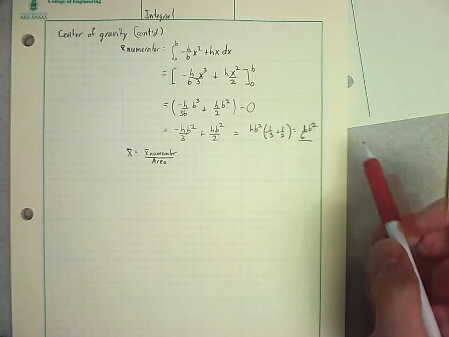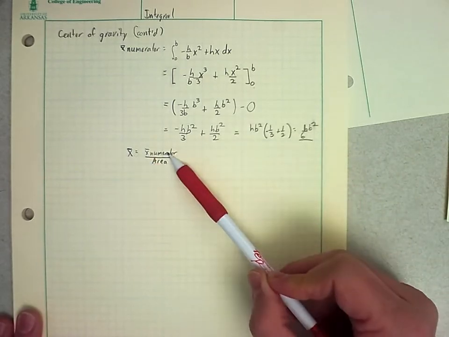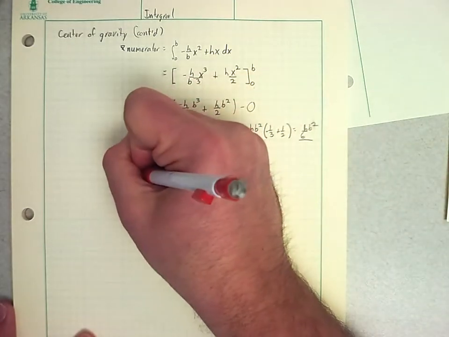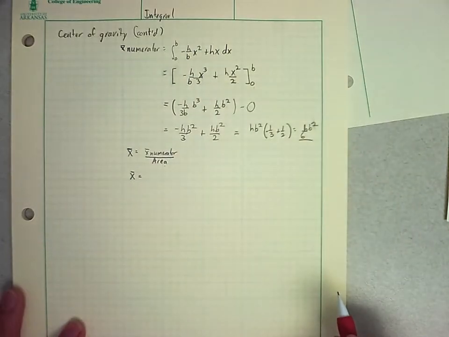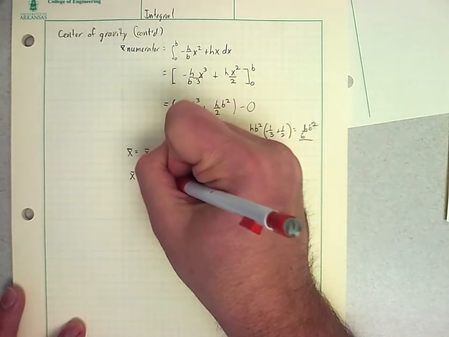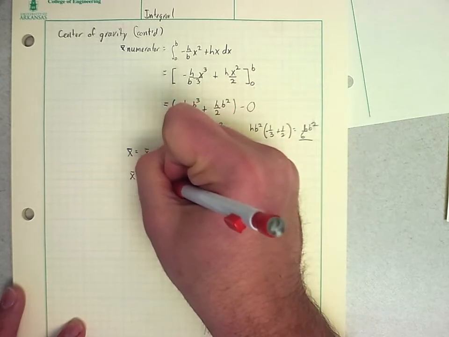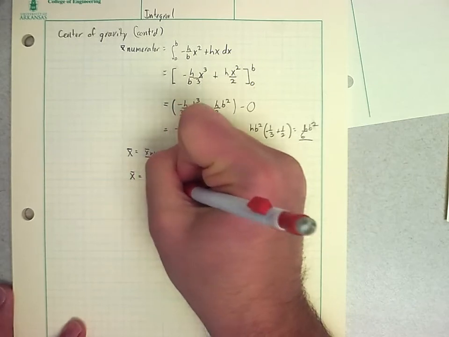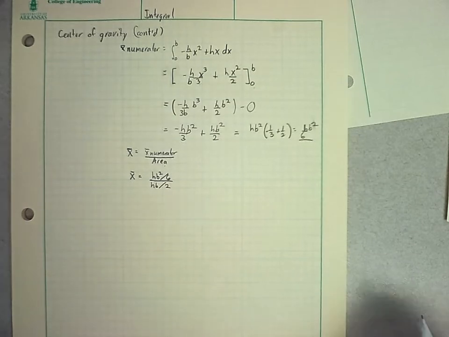Then we have to remember that's not the answer we're actually looking for. That's just a part of it. What we're actually trying to find is x bar, which is the x bar numerator we just calculated, divided by our area. And so x bar is equal to our numerator, which is hb squared divided by 6, over our area, which is hb divided by 2.